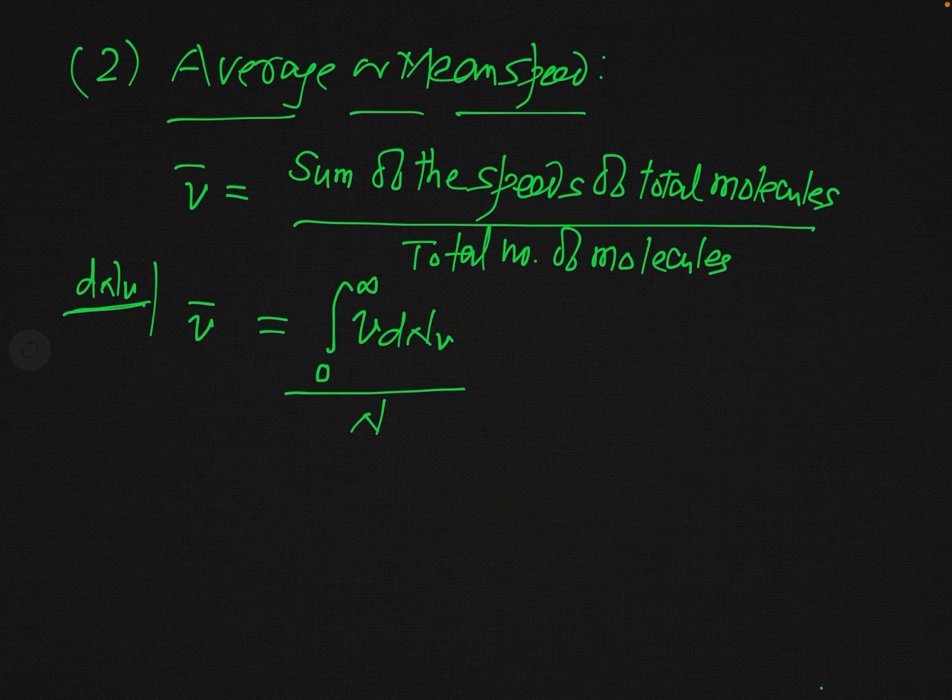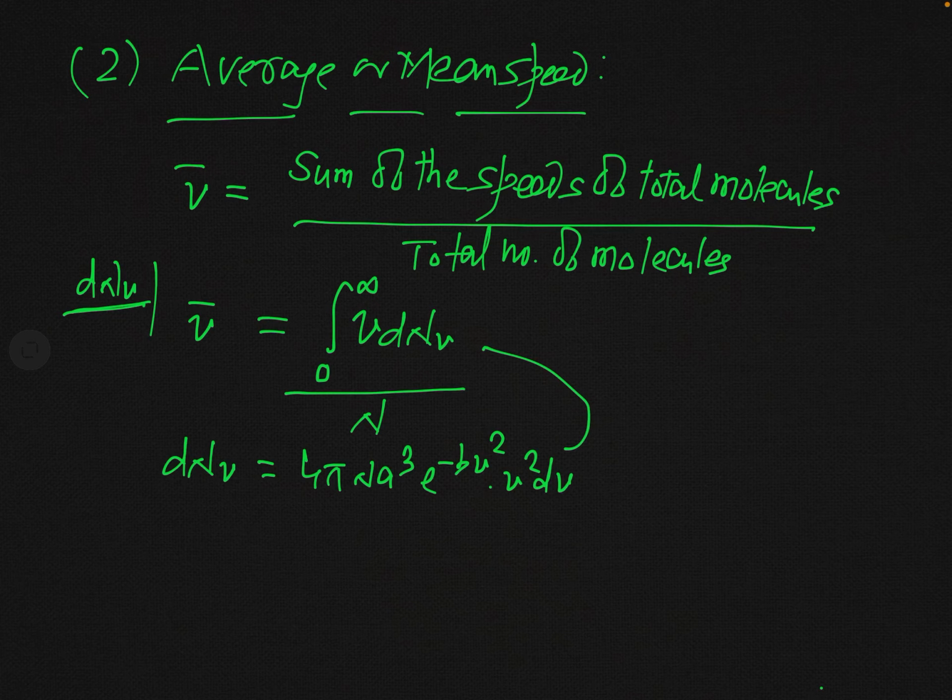Now again you can see, according to Maxwell's law of distribution of molecular speed, dNv is equal to 4 pi n a cube times e raised to the power minus b v square times v square dv.